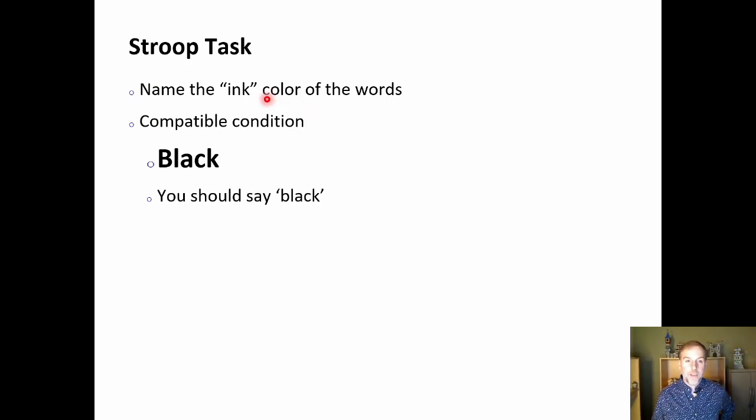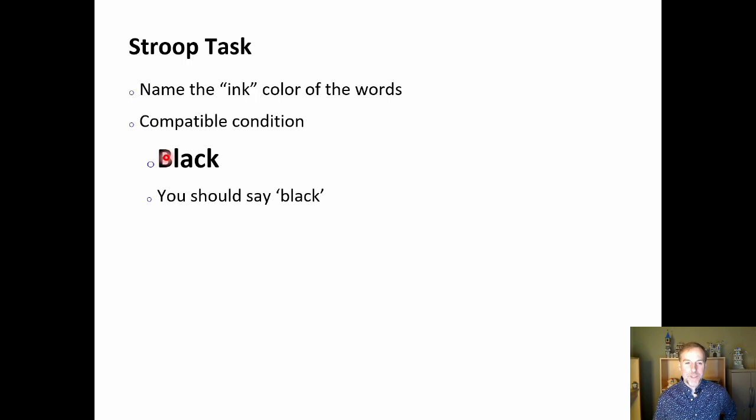So in the Stroop task, you need to name the ink color of words. Now there's an easy condition and a hard condition. The easy condition, we can think of as compatible. Here, the name of the word and the ink color are the same. So the letters say black, and if we ask, okay, what's the color of the ink? It's also black. So this is actually easy because they match.